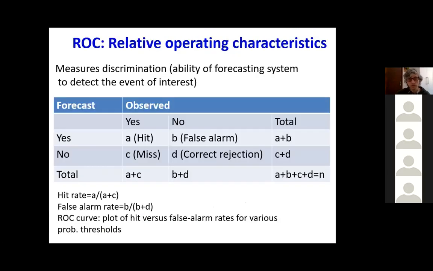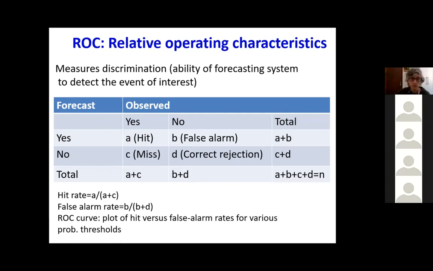You can go a step further and make a calculation to quantify how much discrimination you have in your data. For that, as you remember, you can look at the ROC curve. For that, you need to look at the construction of contingency tables, and you have to compute the hit rate and the false alarm rate. It's basically the hits divided by the total number of observed events, and the false alarms divided by the total number of non-observed events. And you repeat this process for different thresholds of forecast probabilities.